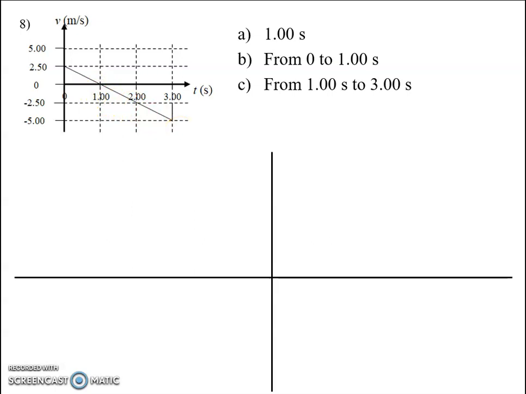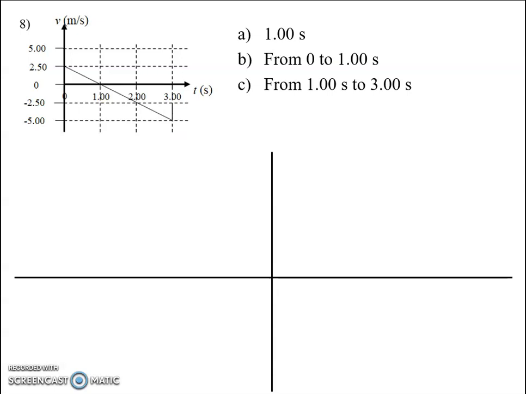Okay, so try to visualize that in your mind. So she's moving forwards, maybe she's like jogging and slows down, stops, turns around, and then starts speeding up in the other direction. That's what this person's doing. All right, how about letter D? At what time does she return to her starting position?